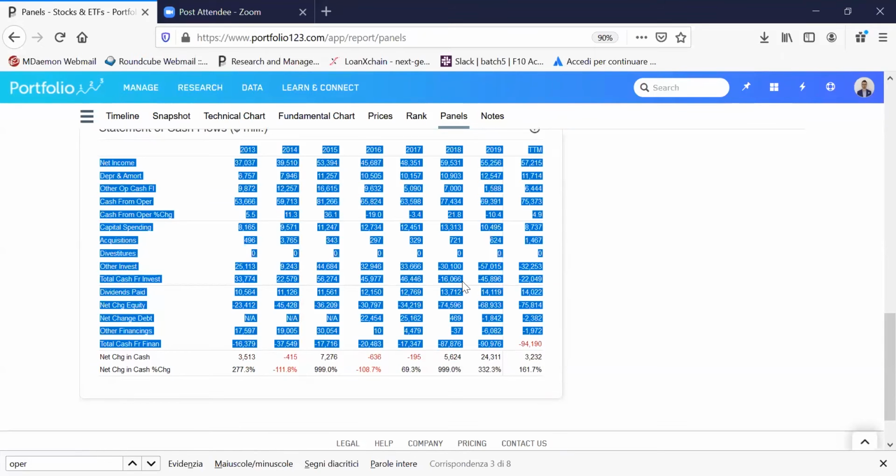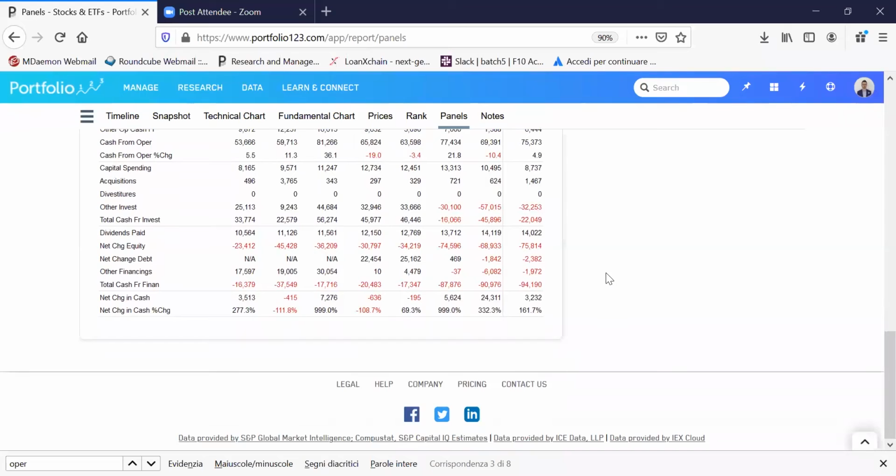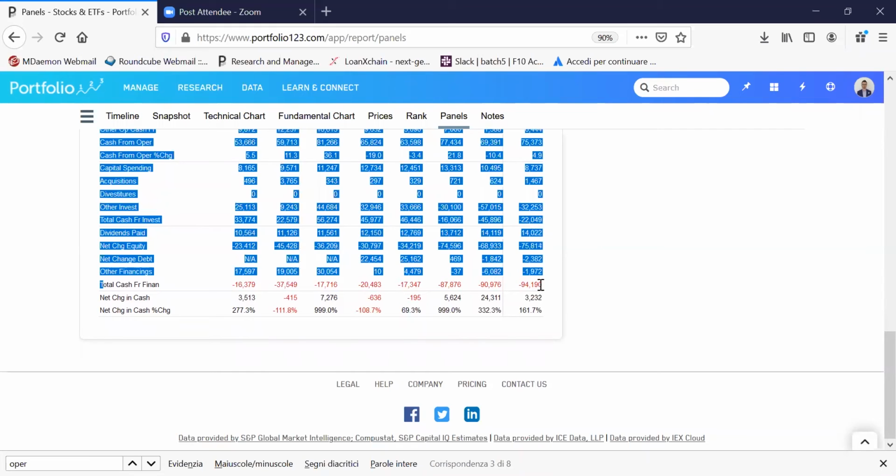Oh, somebody is saying that they can see raw things on your screen. So now I'm trying to highlight total cash from finance. Can you see this?